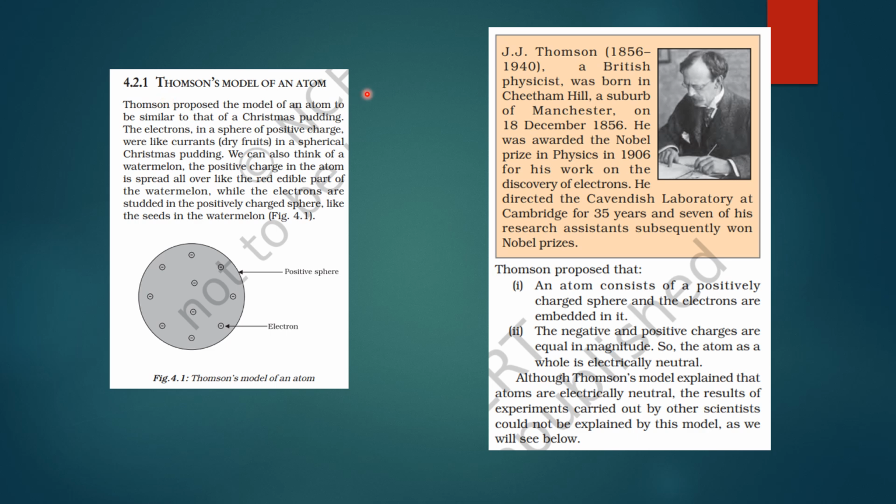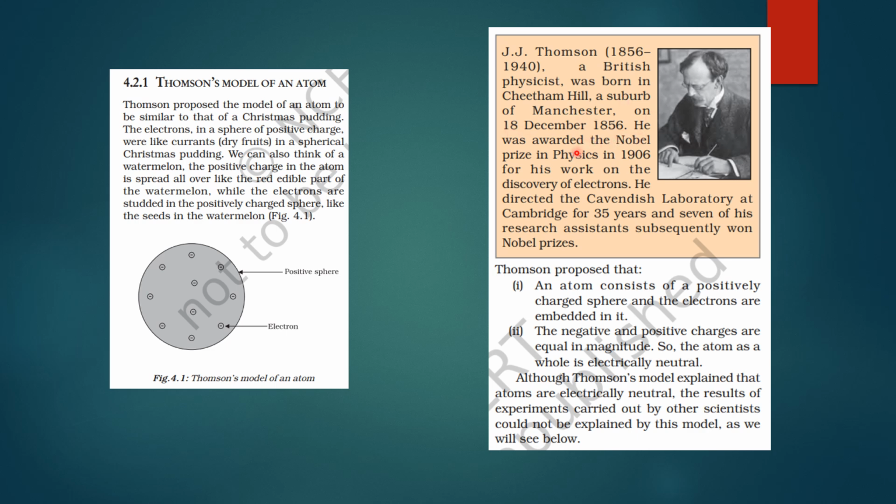Very important. ये एग्जाम में आता है. जैसे आपको डायरेक्टली दे देंगे like you have to explain and draw the Thomson's model of an atom, right? तो पहले हम थोड़ा जे थॉमसन के बारे में पढ़ते हैं. Like he was there from 1856 to 1940. He was a British physicist and was born in Cheetham Hill, a suburb of Manchester on 18 December 1856.